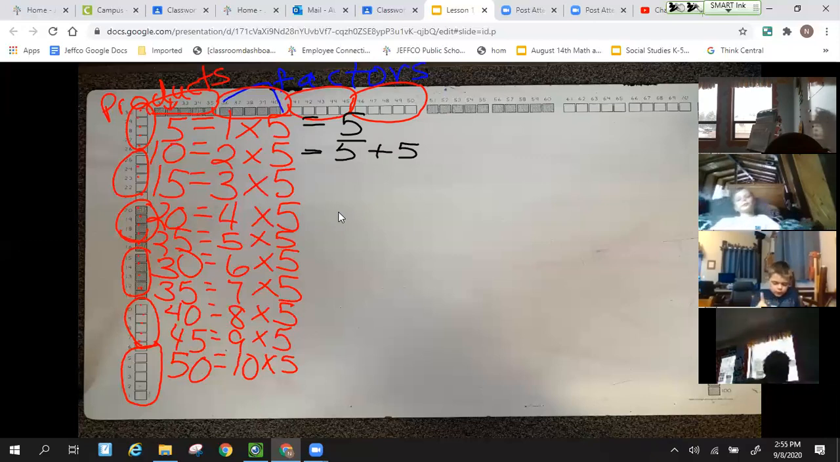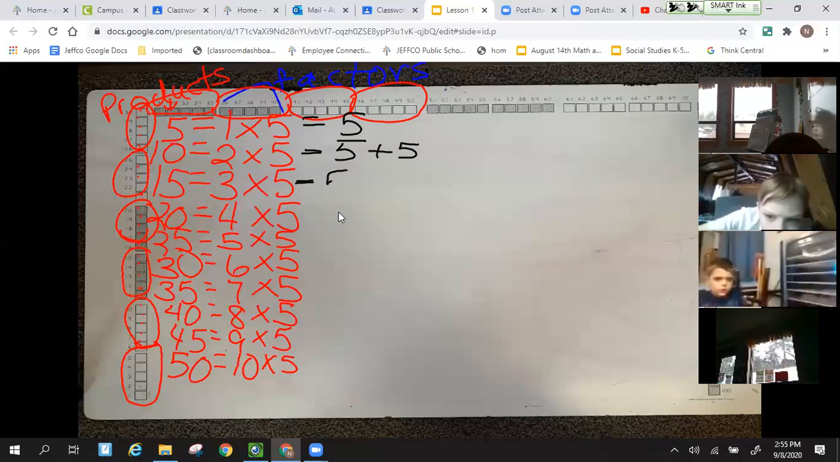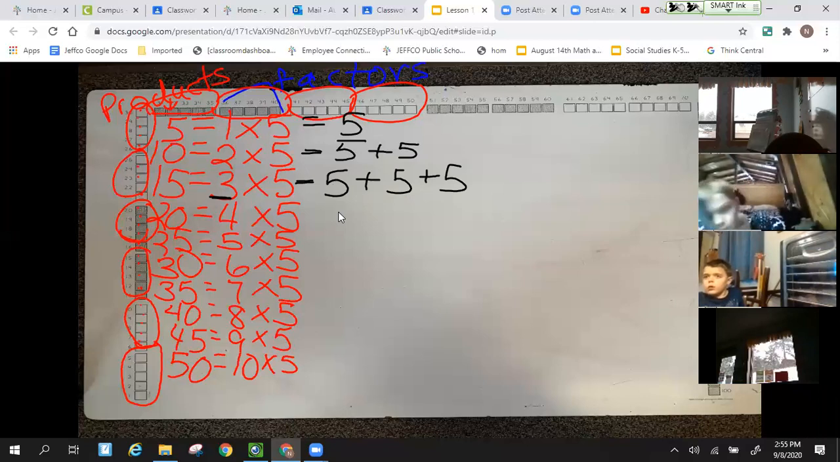So let's try to predict what this one would look like. If 15 equals 3 times 5, then the equation should be, Liz, what do you think? 5 plus 5 plus 5, right? Because there's 3 groups of 5. Remember that first factor is your group size. How many in your group? So Mrs. Harrison is checking to make sure you're doing this work, right?